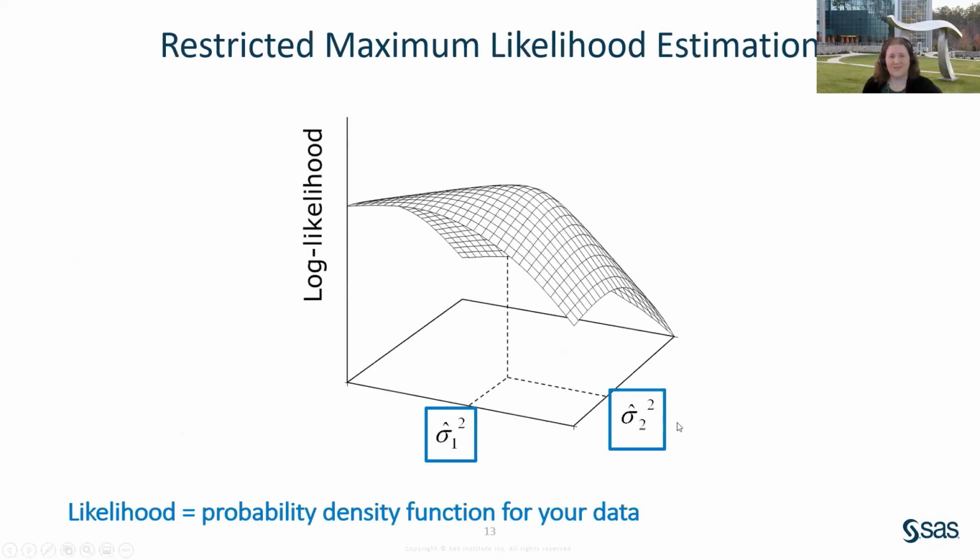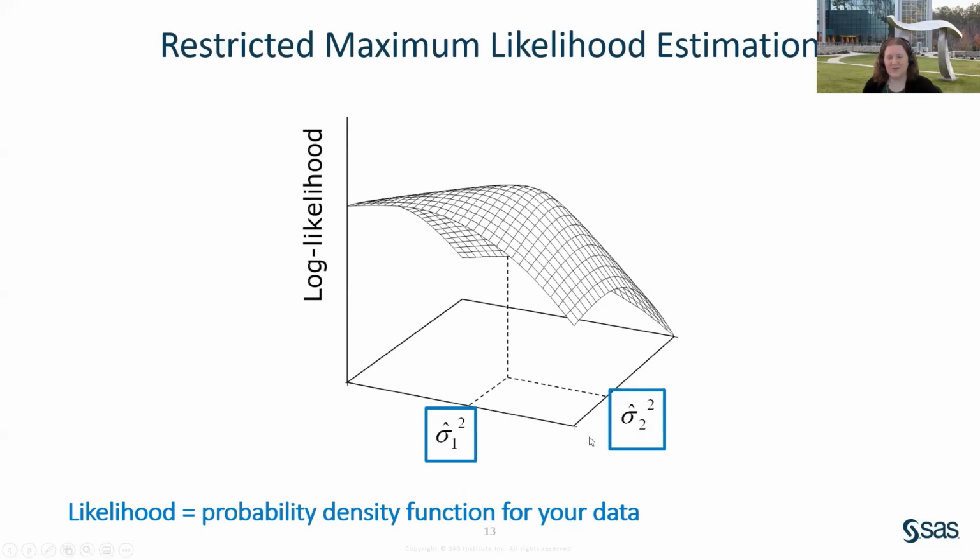So let's introduce how we're going to come up with those estimates. We're going to use what's called restricted maximum likelihood estimation. Let's talk about what we mean by that. What we're looking at in this picture is what's called the log likelihood of your data. And the likelihood is just the probability density function for your data. So if we're assuming our data are normally distributed, this is the normal distribution, something like that. And what we do is we express the likelihood, so this could be the normal likelihood, as a function of the variance covariance parameters we want to estimate.